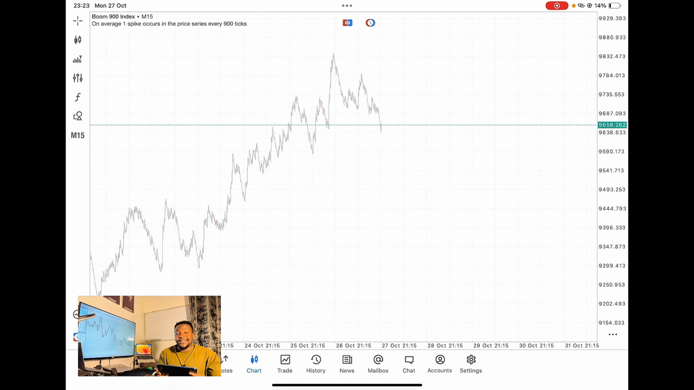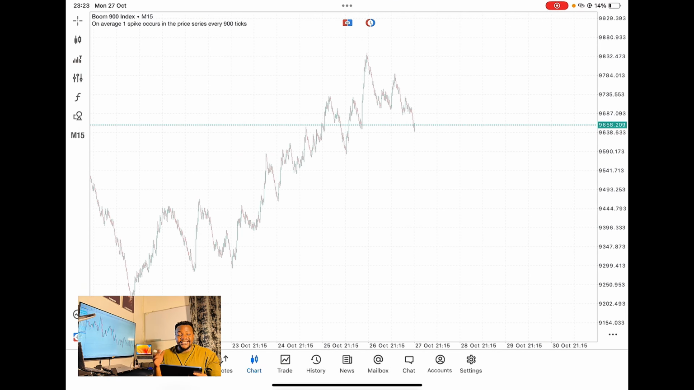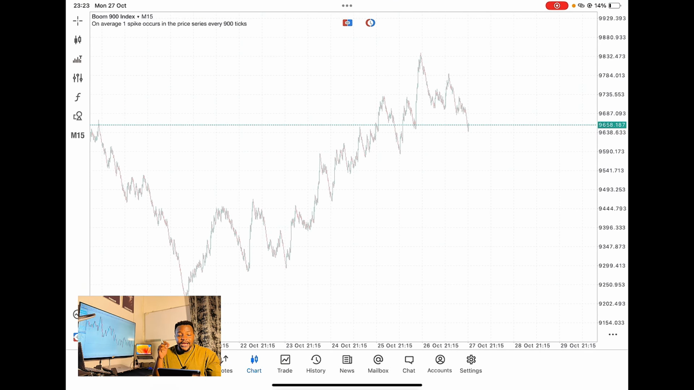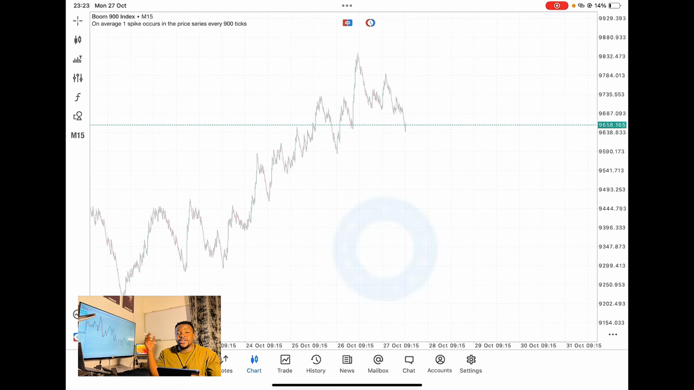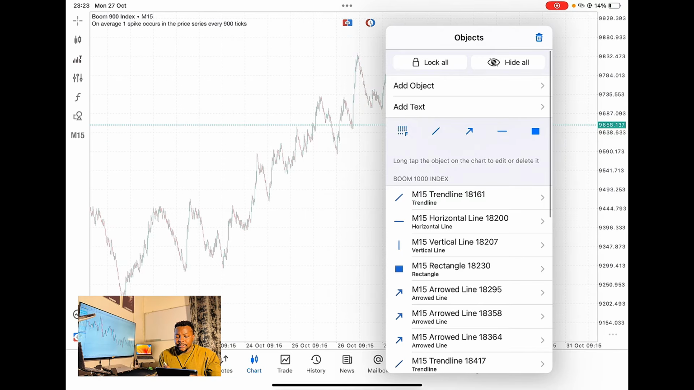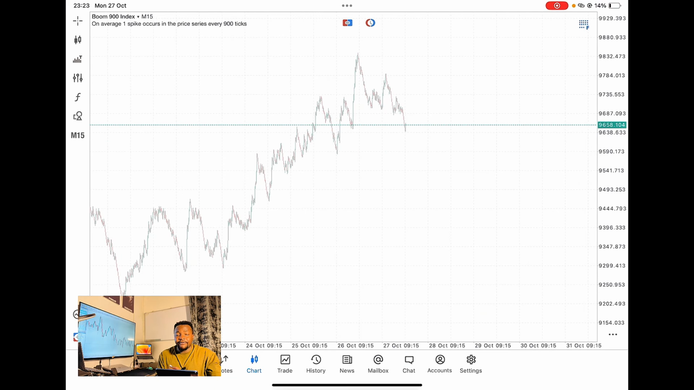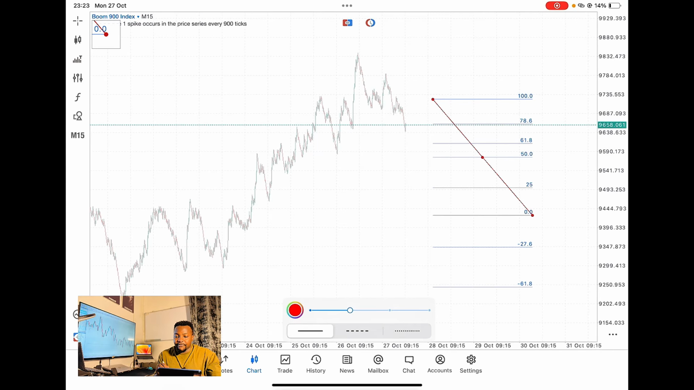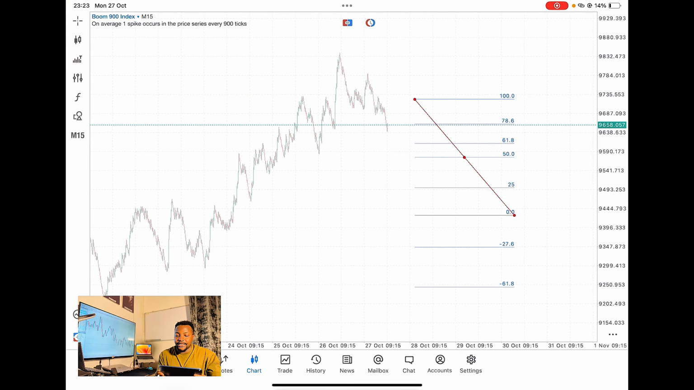Okay, now I've opened up my charts and I was using this simple tool to find these turning points in the market, and I was capitalizing on that. So the tool that I was using is called the retracement level. It's called the Fibonacci retracement level, and basically it looks like what you see on the screen right there.